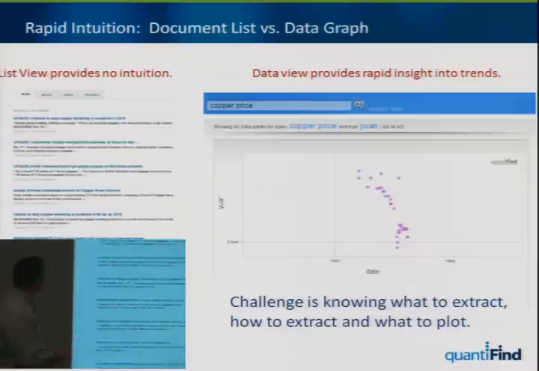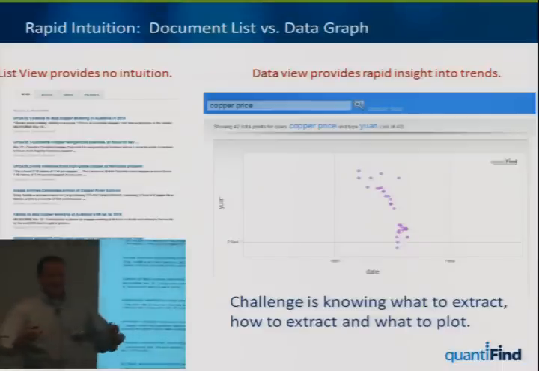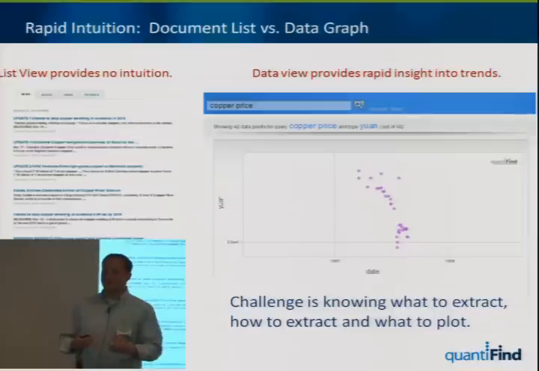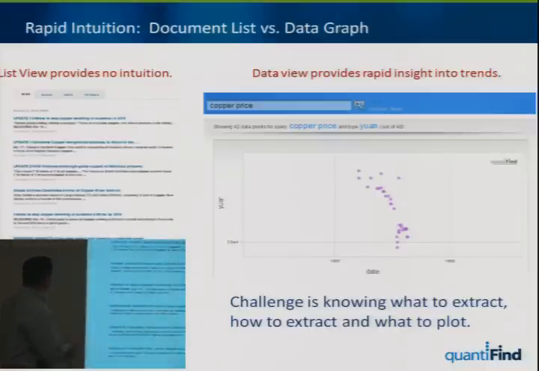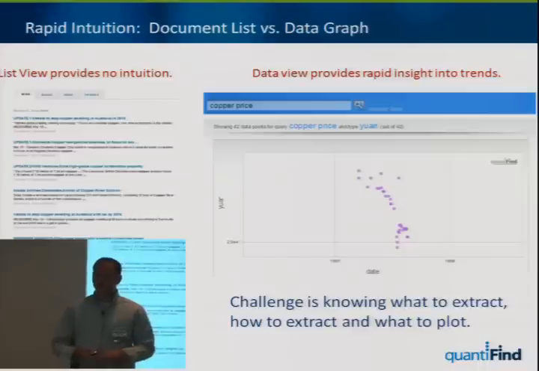So what I'm showing you here is a search for copper price, and this just highlights the contrast between traditional document-based retrieval systems and attempts at visualizing the big picture and what's important. If you look at the list view, here you have a list of a lot of documents that have the phrase copper price.